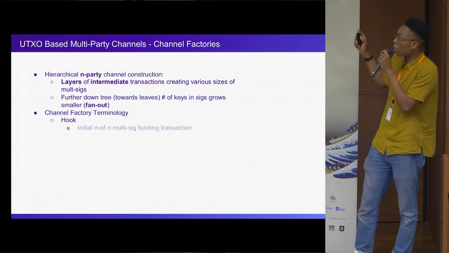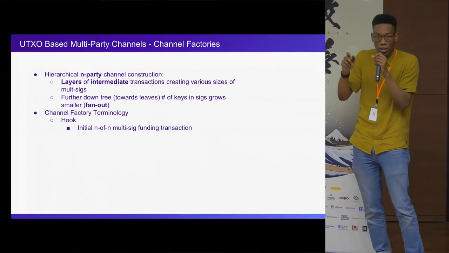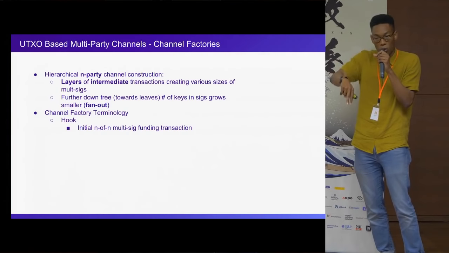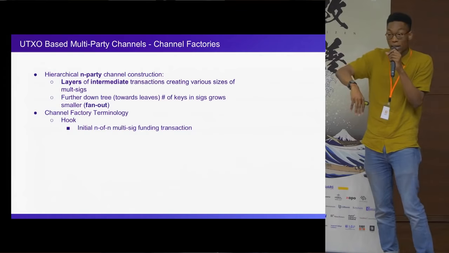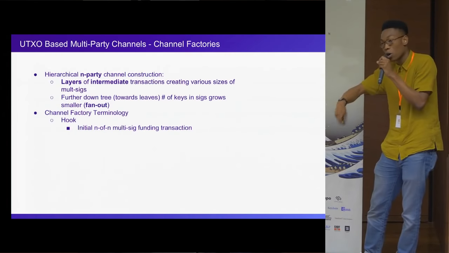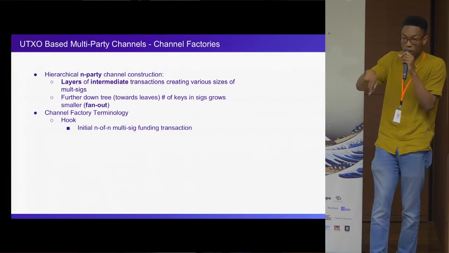So the first thing is called a hook. The hook is the initial n of n multisig. Let's say we have five participants: rather than a 2 of 2 on the chain, we have an n of n. Anytime we want to modify what spends directly from the hook, we need all n participants to sign off from the channel itself.